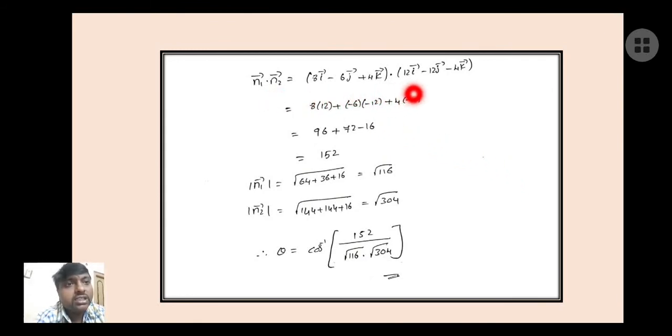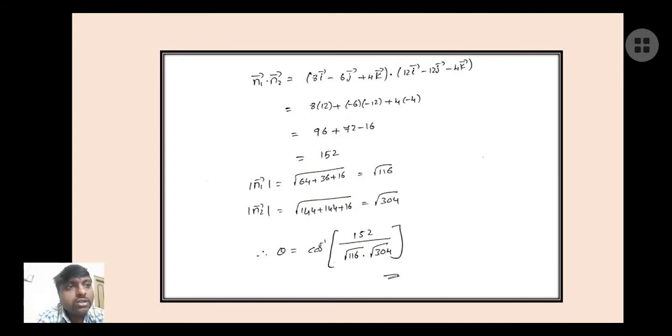I am calculating the dot product between these two vectors and simplifying that one, I am getting 152. Now I am calculating the magnitudes: modulus of n1 bar is root 16, and modulus of n2 bar is root over 304. I am replacing these three values in theta. Theta is equal to cos inverse of 152 by root over 16 into root over 304.